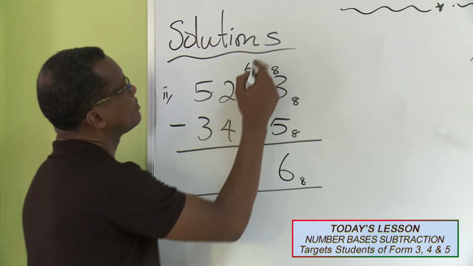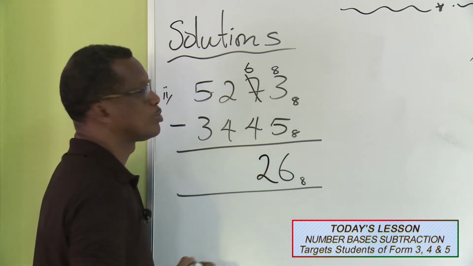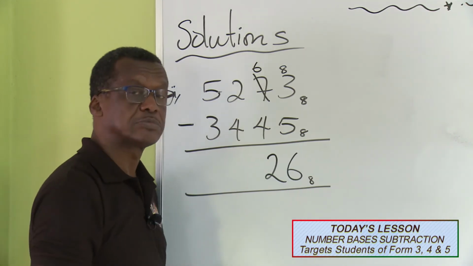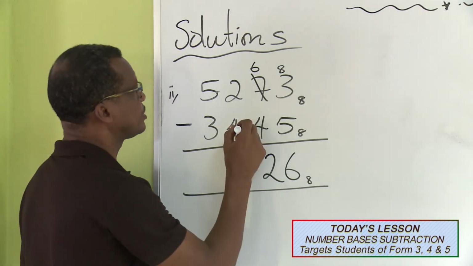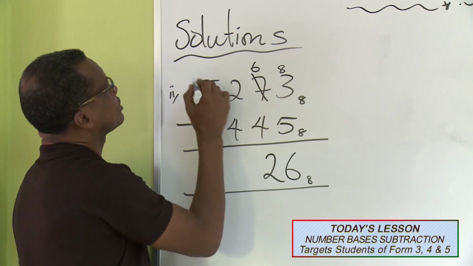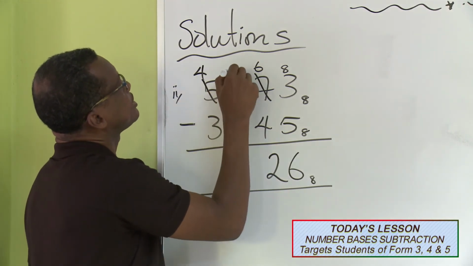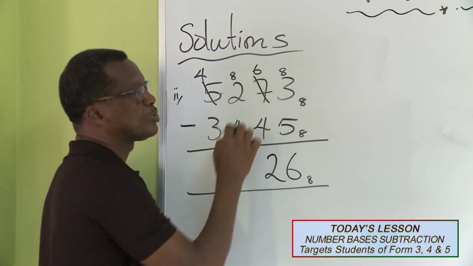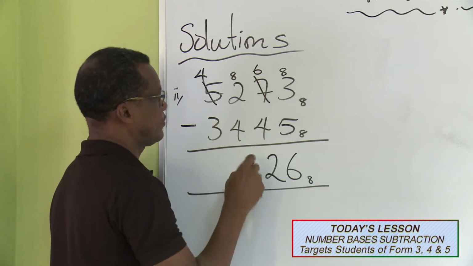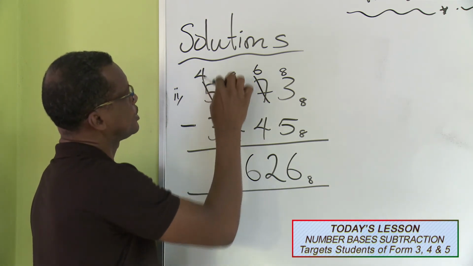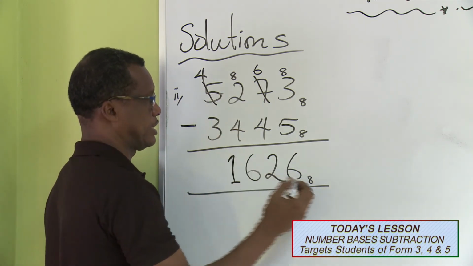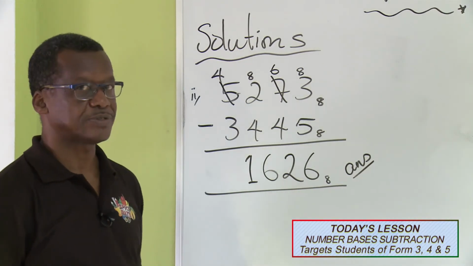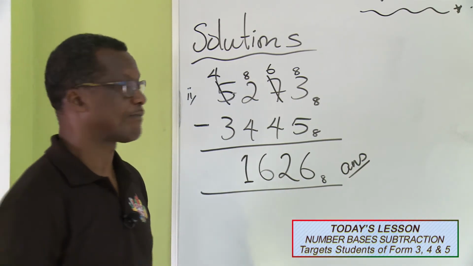Then we move to the next column. 6 take away 4, that's 2. No regrouping here. 2 take away 4. We need to regroup for that because the 4 is bigger. So we're going to come to the next column. Regroup one of those here. It's going to become 8 in the previous column. So 8 plus 2 would give us 10. 10 take away 4 would give us 6. And 4 take away 3 would give us 1. Answer. Next one. We now move to the one with base 5.